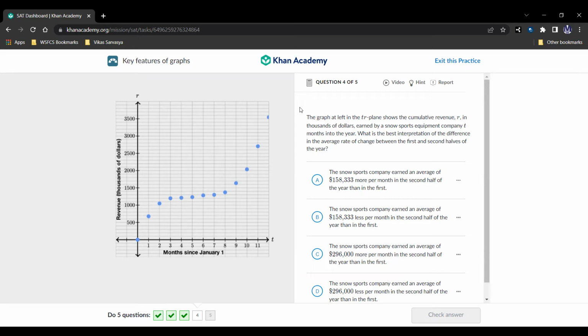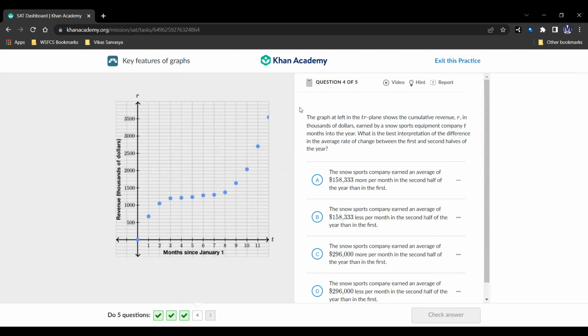So the first 2 answer choices say they earned an average of 158,333 more per month or less per month in the second half of the year than the first. The other 2 say 296,000 more per month in the second half and 296,000 less per month in the second half.